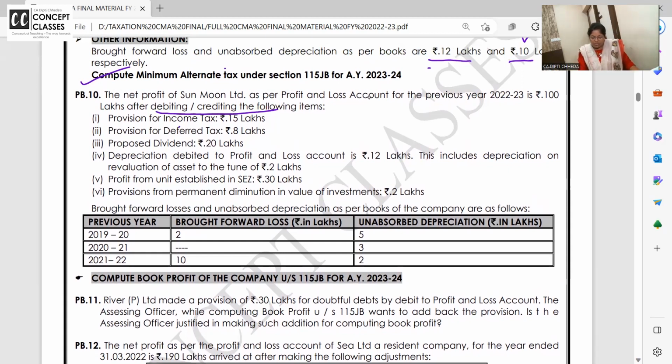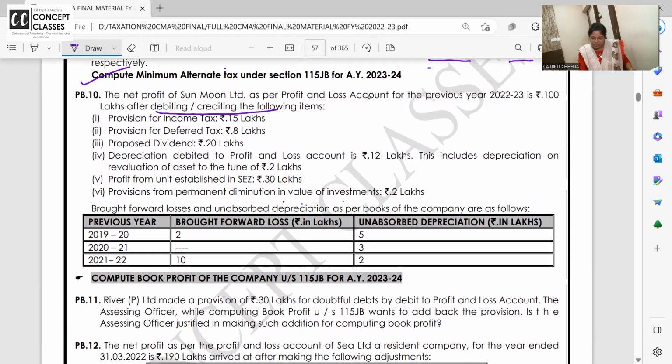Leave it. Provision for demonetization, simply add back. If any provision is made for investment, add back. Brought forward loss is for 3 years. What is the total? 12 lakhs. Unabsorbed depreciation is for 3 years. What is the total? 10 lakhs. Which one will you deduct? 10 lakhs. Let us solve it together in the class.